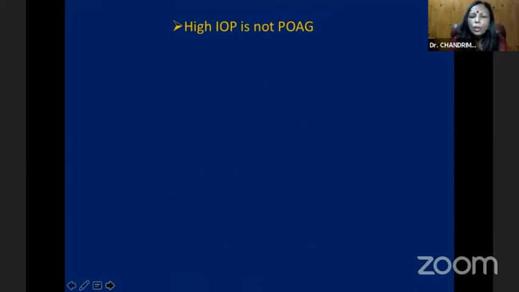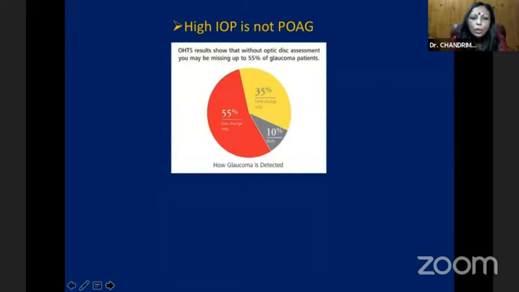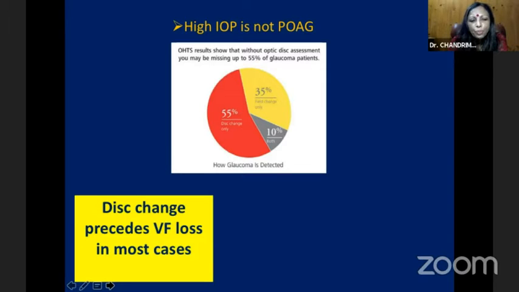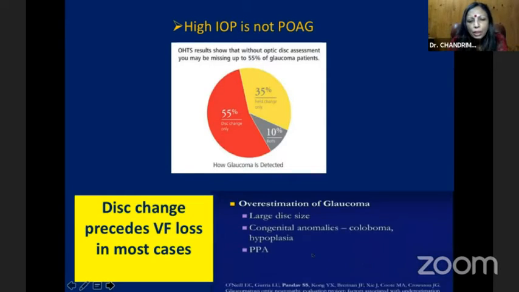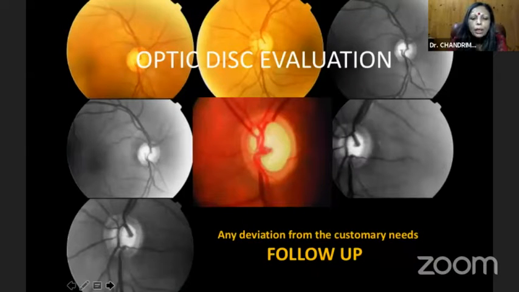So high intraocular pressure is not primary open-angle glaucoma. The OATS study showed us that without optic disc assessment, you may be missing up to 55% of glaucoma patients. And disc change precedes visual field loss in most cases. Overestimation of glaucoma may happen with large-sized discs, congenital anomalies like coloboma and hyperplasia, and peripapillary atrophy. So any deviation from the customary needs a follow-up.